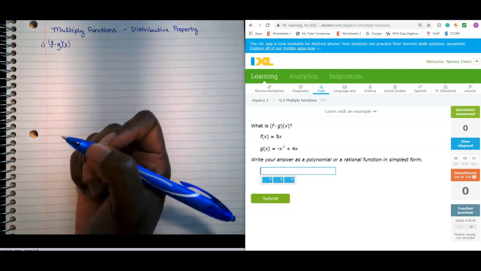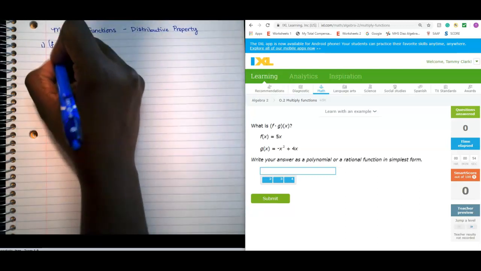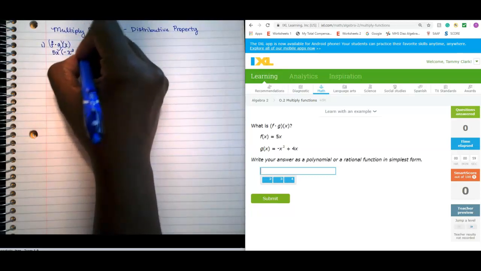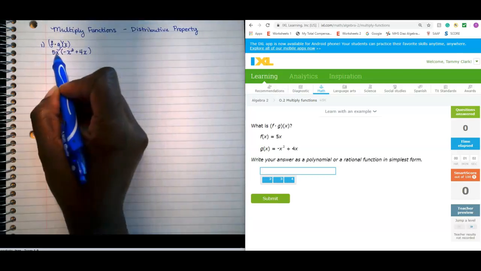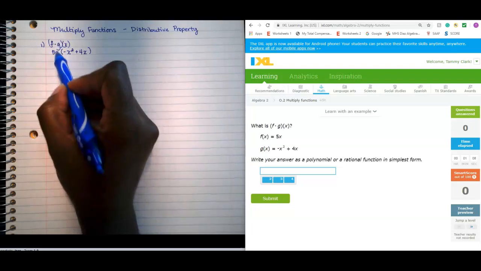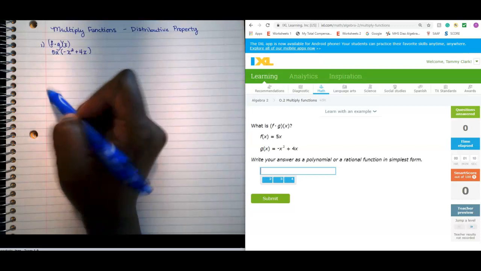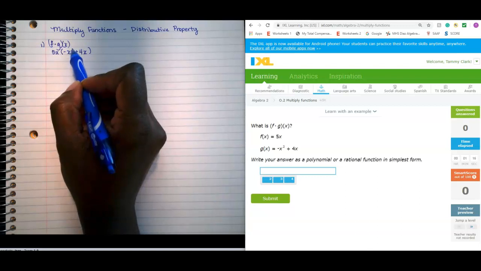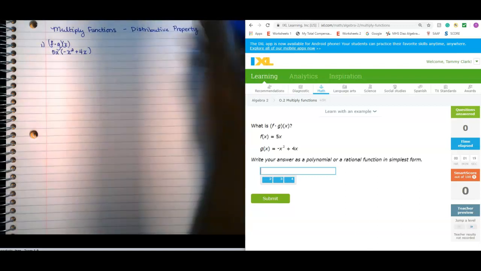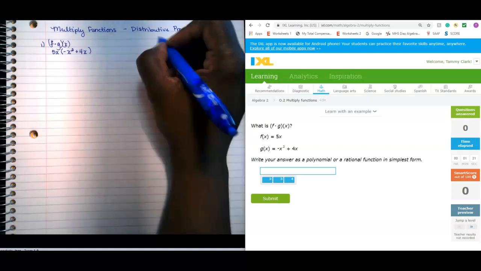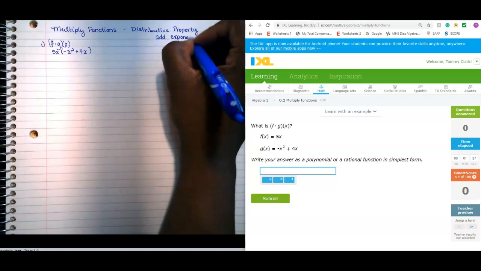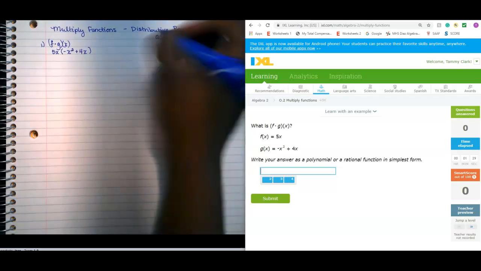So we're just going to take 5x and we're going to multiply it by negative x squared plus 4x. So if you remember, when we're multiplying powers, because notice that this is just x raised to a single power, so x raised to the first power, and we're multiplying it by another term that has an exponent. When we multiply, remember, add the exponents. So when we multiply powers, add the exponents.